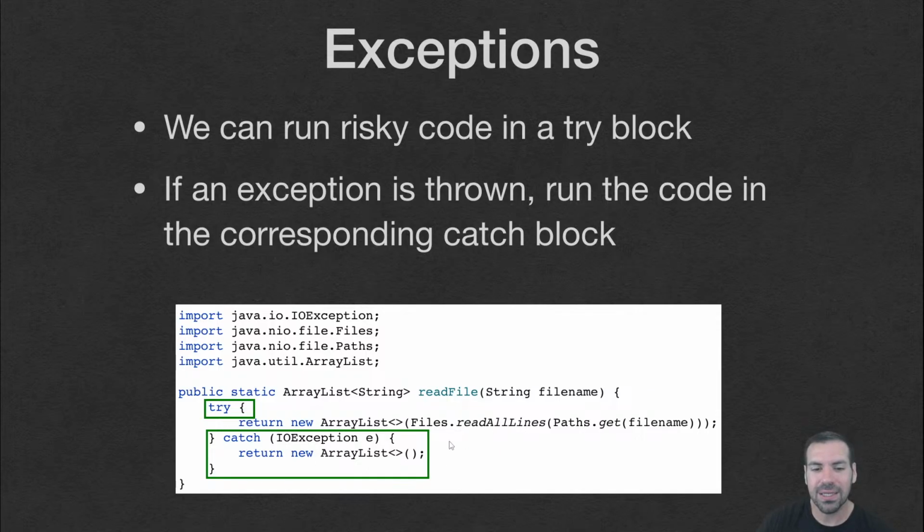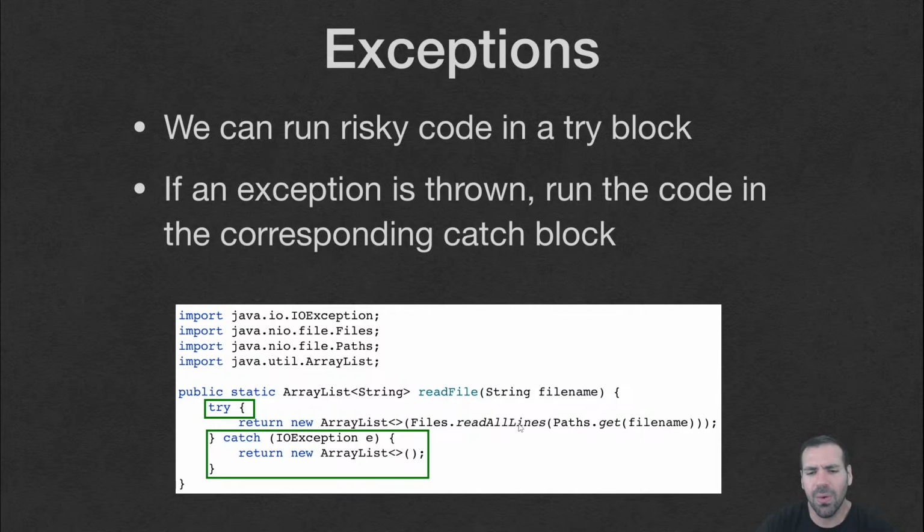So now if the file doesn't exist, we're just returning an empty array list. If the file does exist, we're returning all the contents of that file as an array list of strings, where the strings are each of the lines of the file. Now this code compiles and runs, everything's fine, now that we have the try catch block, because Java will take it seriously.